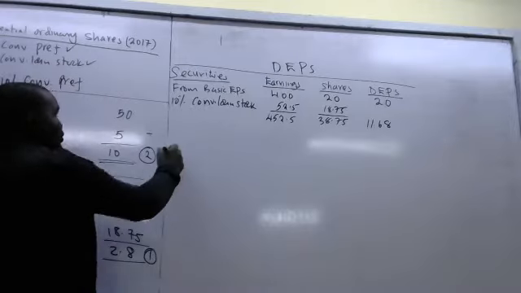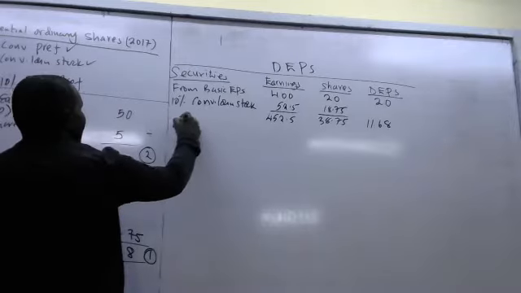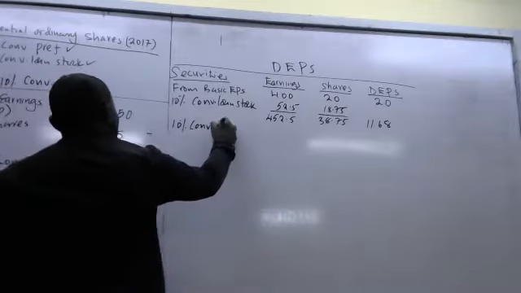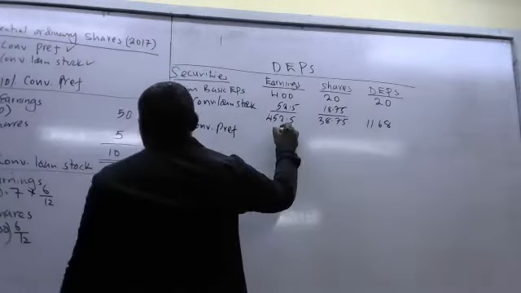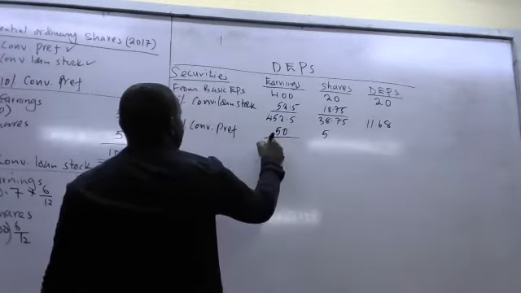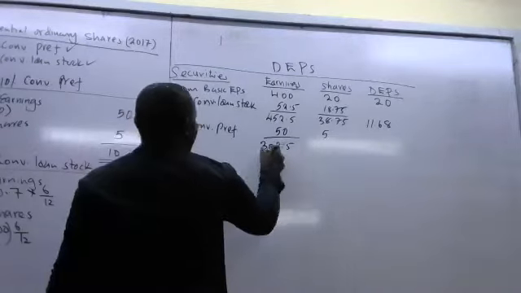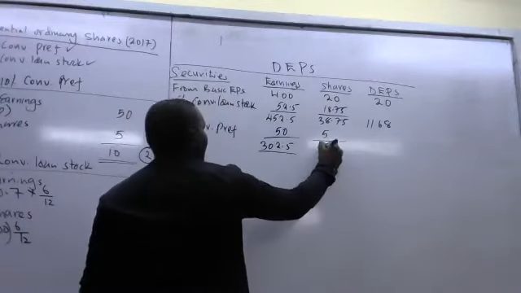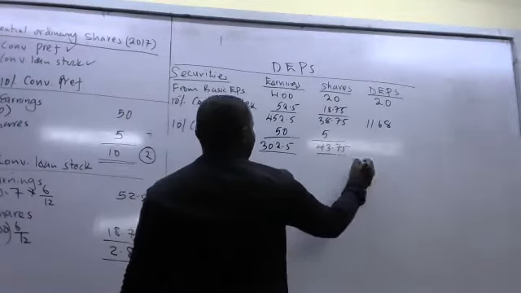Then bring position 2, the 10% convertible preference. This is 50. This is 5. This is 3 something. 3 or 2? 43. Don't copy; make sure you work it out yourself.